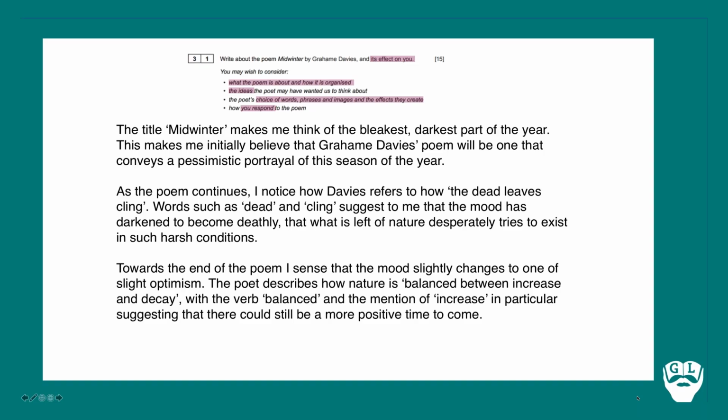So here are just some examples of a few paragraphs. It wouldn't be a complete response, but it's certainly something that, if you were to follow such a formula, would be very, very effective for your 15-mark question.